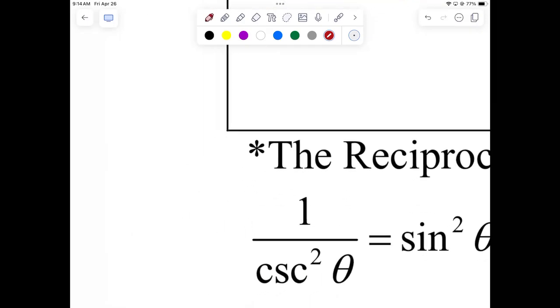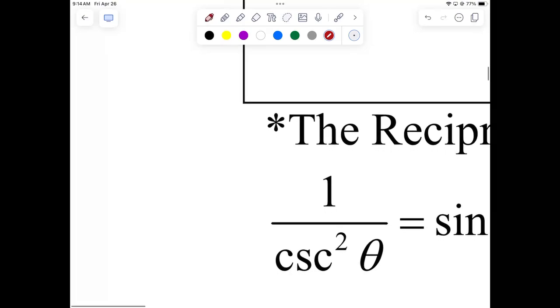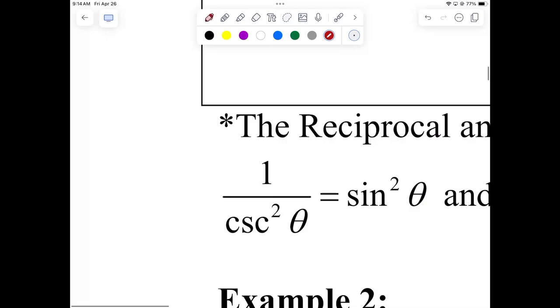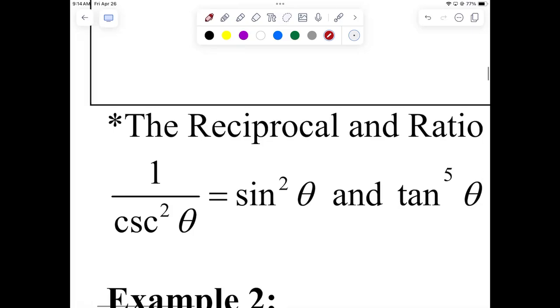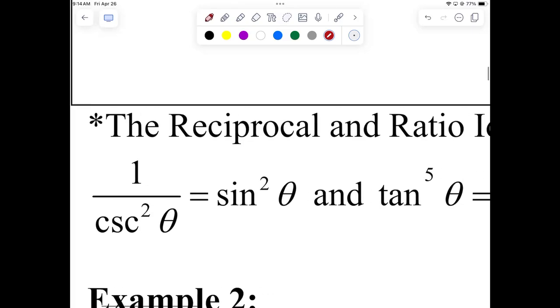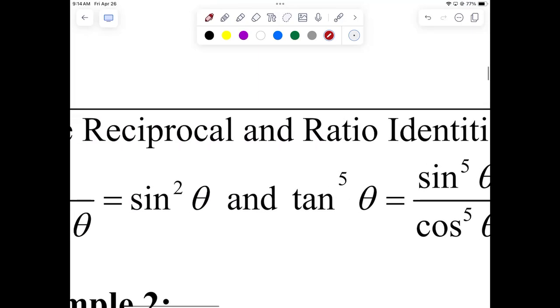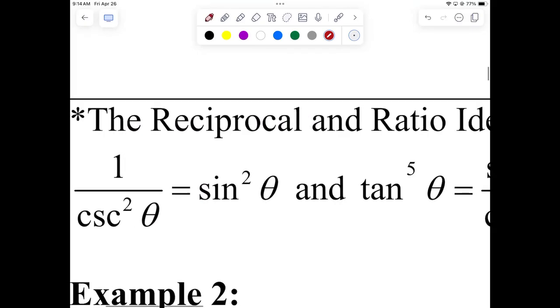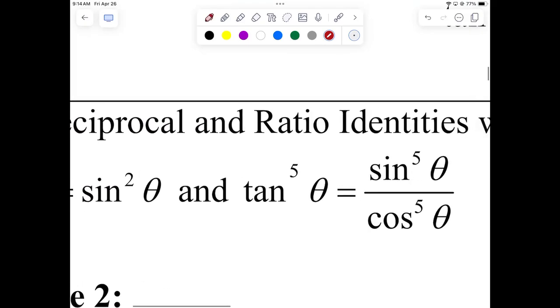So, for instance, what is the reciprocal of 1 over cosecant squared? Sine squared, because that's really 1 over cosecant times 1 over cosecant, which is sine times sine, which is sine squared. What's another name for tangent to the fifth of theta in terms of sine and cosine? It could be 1 over cotangent to the fifth. Very good. There's two things, right? 1 over cotangent to the fifth, or sine to the fifth over cosine to the fifth.